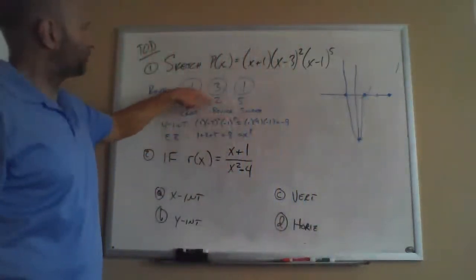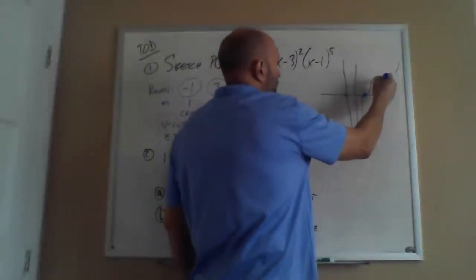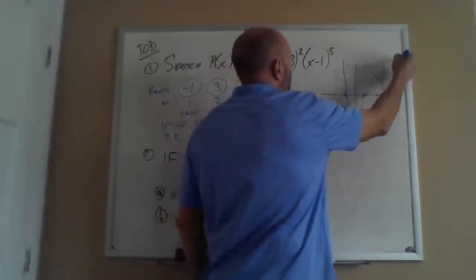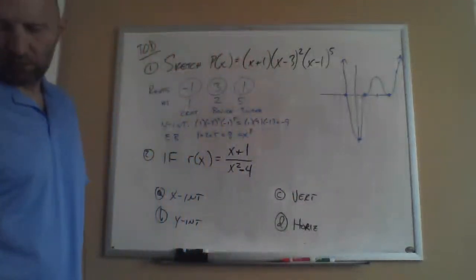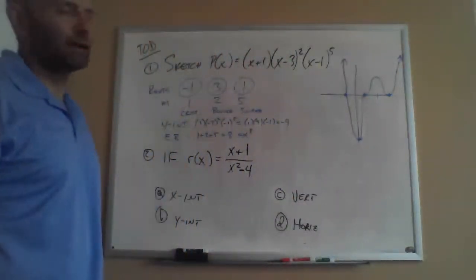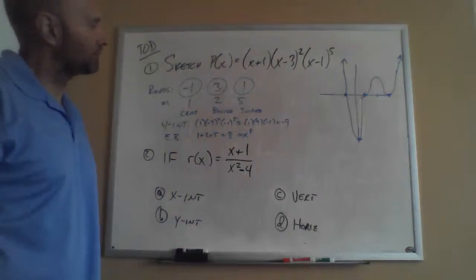And then lastly, at 3, it's going to bounce. So it's already above the x-axis. It's going to turn around and bounce, and then finish in the upper right. So your picture should look something like that, more or less.